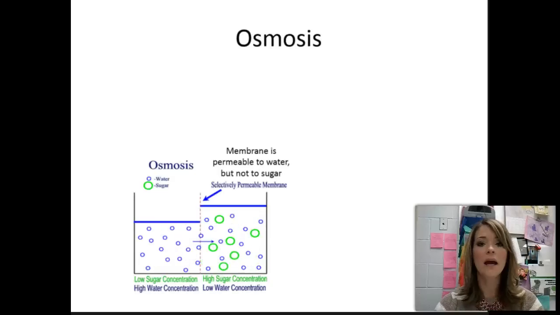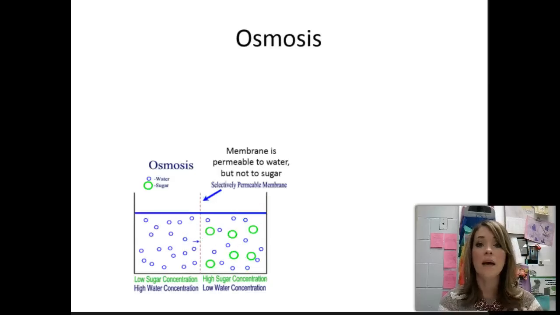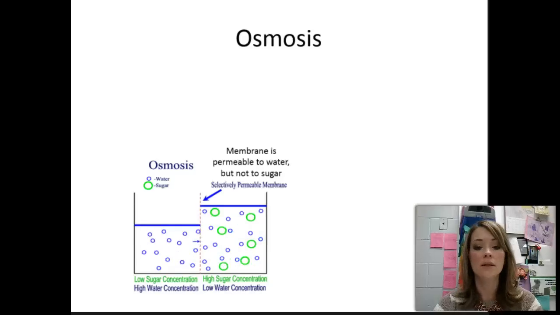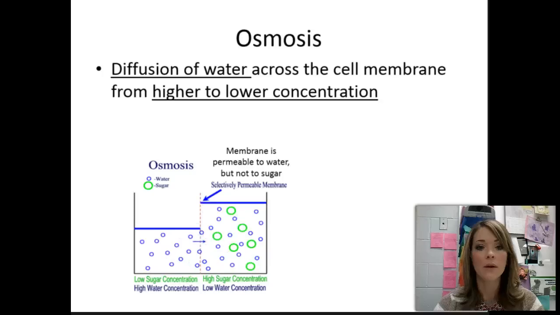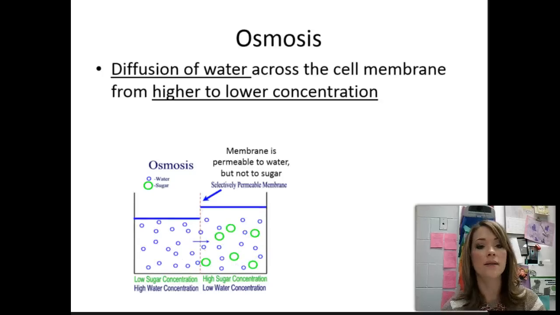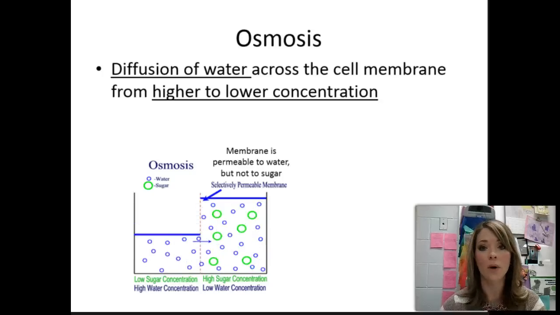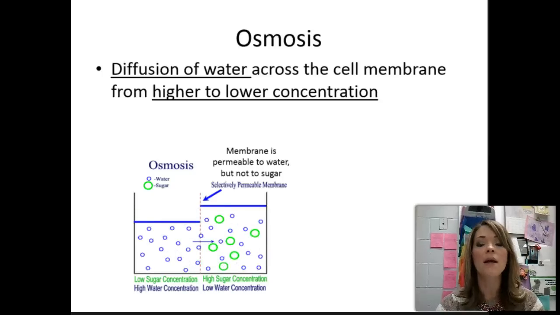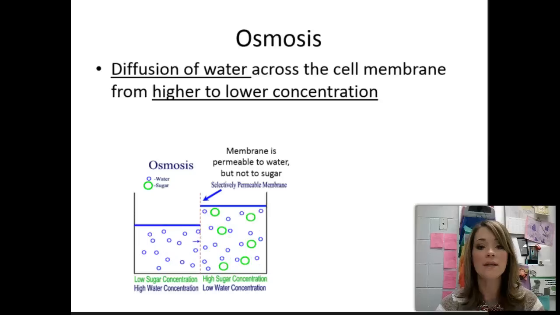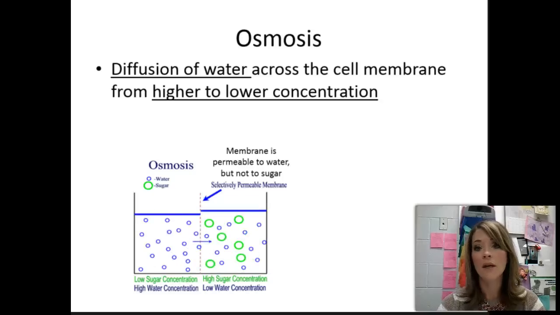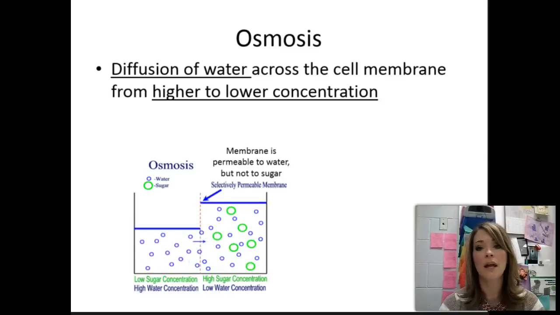All right, our last type of passive transport is osmosis. Osmosis is the diffusion of water across the cell membrane. Again, it's passive transport, so no energy required. It's going from a higher concentration to a lower concentration. It's the same thing as diffusion of any other materials, it just has a special name.